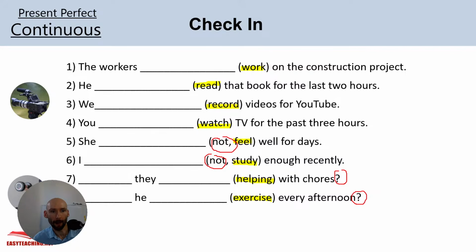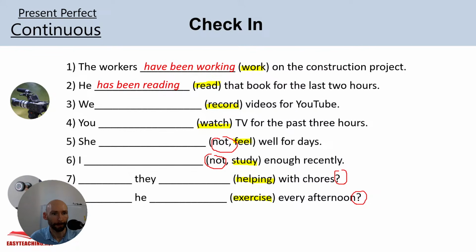So let's go through number 1. Our subject is the workers. Now it's third person, but it's not singular. It's plural. That means more than one. For that reason, we're going to use have. The workers have been working on the construction project. Next up, our subject is he. We're going to need to use has. He has been reading. He has been reading that book for the last 2 hours.